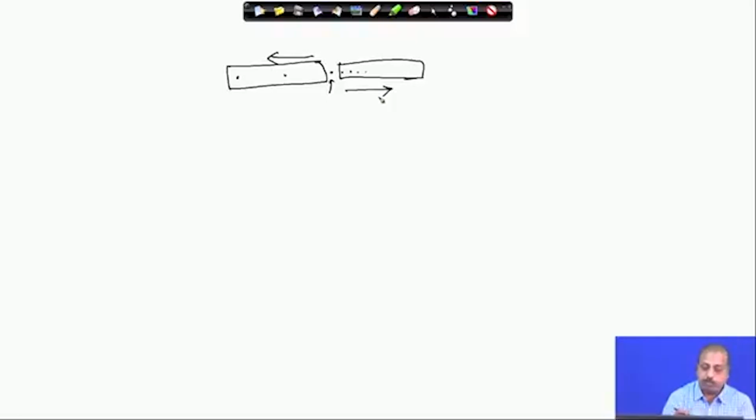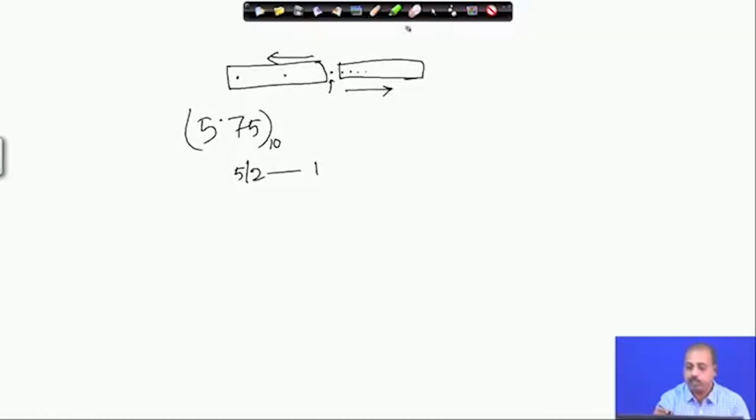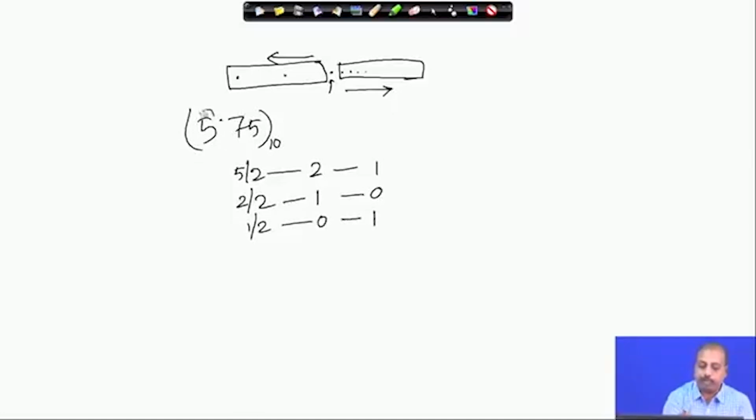So, say you have a number 5.75 in the decimal number system and we want to convert it into the binary number system. First of all, this 5 has to be converted into binary. So, 5 divided by 2: you have 2 as the quotient and 1 as the remainder. Then 2 divided by 2, you have 1 as the quotient and 0 as the remainder, and then this 1 divided by 2, you have 0 as the quotient and 1 as the remainder. So, for the 5 part, I have got the digits 1 0 1.